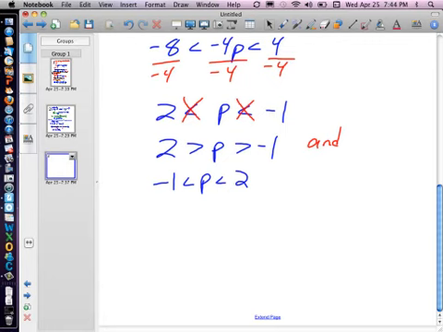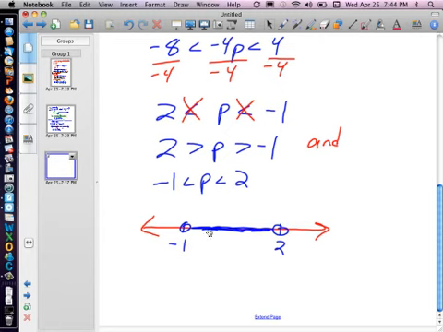It doesn't say AND, but whenever it's combined like this, it is an AND statement. So when you graph this, you graph the intersection of the two. So all you do is put the boundaries. The high boundary is 2. The low boundary is negative 1. It's got to be greater than negative 1, less than 2. Everything in between would be the answer. So keep that in mind when you're doing your calculations if you're dividing or multiplying by a negative number.